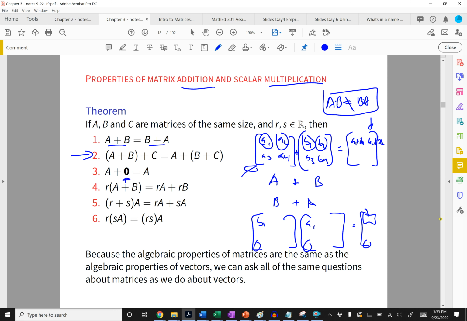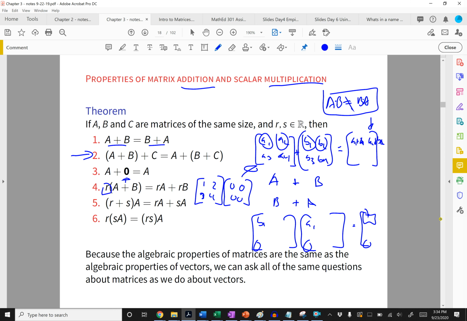This is the zero matrix in number 3. So A plus 0 equals A. That's because if we have any matrix here, and we add the 0 matrix to it, each entry isn't going to change because you're just adding a 0 to that entry, so you still get the same entry.